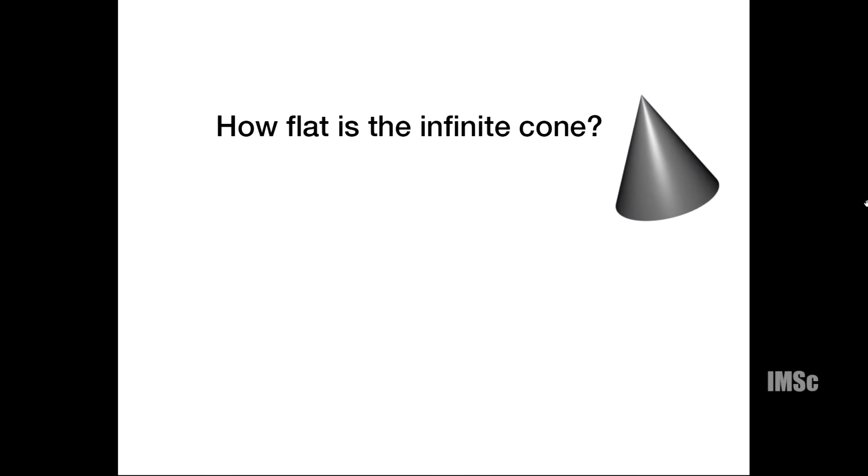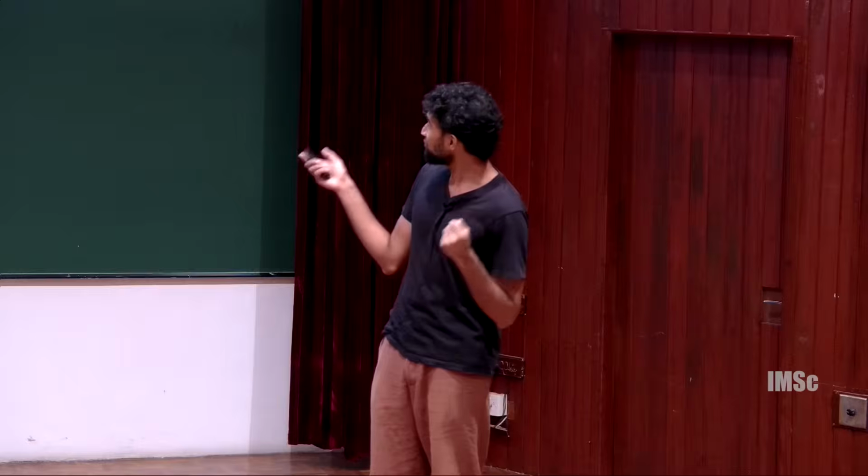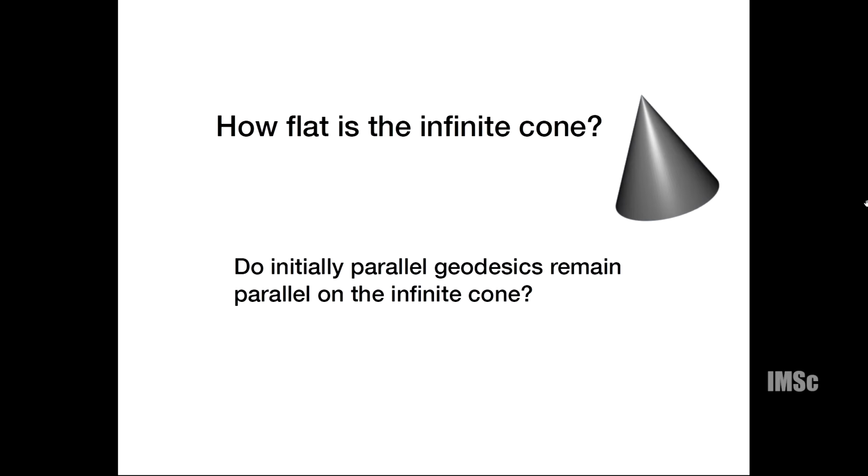So going back to the cones from yesterday, we can ask the question, how flat is the cone really? In other words, do initially parallel geodesics remain parallel on this infinite cone? Remember, although the cones you built are finite, they represent infinite cones. You should imagine that this is not really a boundary, it just keeps going. So using your cones and your geodesics from yesterday, if needed, you can build some more. Can we answer this question? Do initially parallel geodesics remain parallel on the cone?